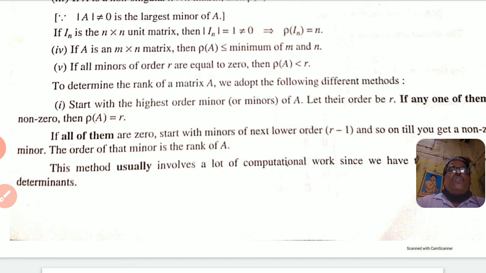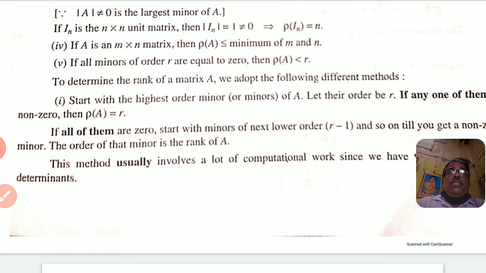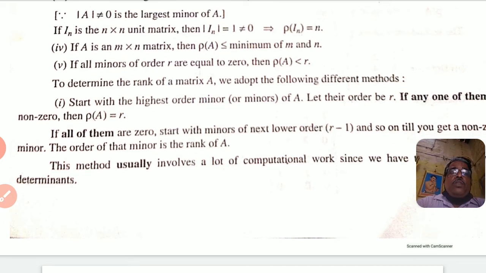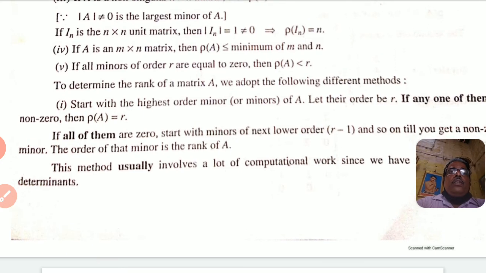If all of them are 0, then what will happen? Suppose you take a matrix of 5 cross 6, then we can find square submatrices of maximum order 5 cross 5, and if one of them is non-zero, we conclude that the rank of A is R only. Suppose all of the square submatrices of 5 cross 5 are 0, then how do we find the rank of the matrix?